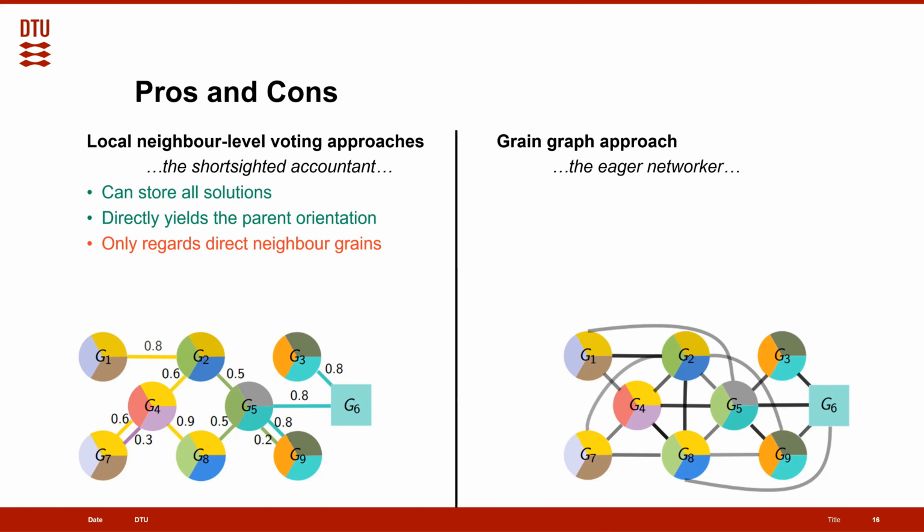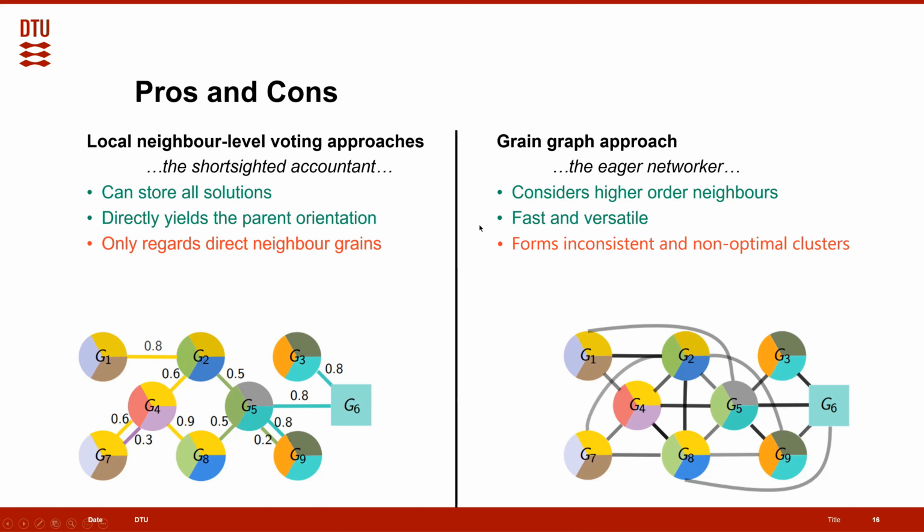The grain graph approach could be called the eager networker. So it's pretty good at considering higher order neighbors. It's very fast and versatile. So it's really good to get something done very fast as well. But the problem is that it still forms some inconsistent and non-optimal clusters, as I just showed. And it does not directly yield the parent orientation. So after we form those clusters, we still have to do some optimization problem to find the parent orientation. So it's very eager, but maybe not the most accurate of them all.